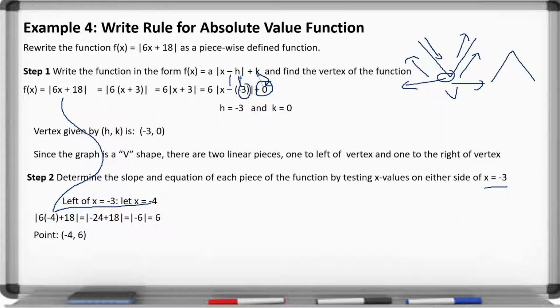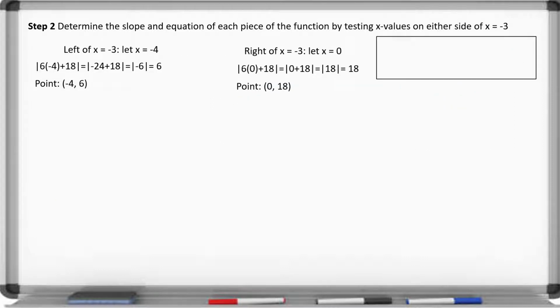Now let's do the right of x equals negative 3, the right of the vertex. Let's pick an easy number like x equals 0. Plugging it in, we get 6 times 0 plus 18, which is 18 for our result. So we get (0, 18). All right, continuing on with step two, notice that I just summarized the points that we just got: (-4, 6) on the left and (0, 18) on the right.